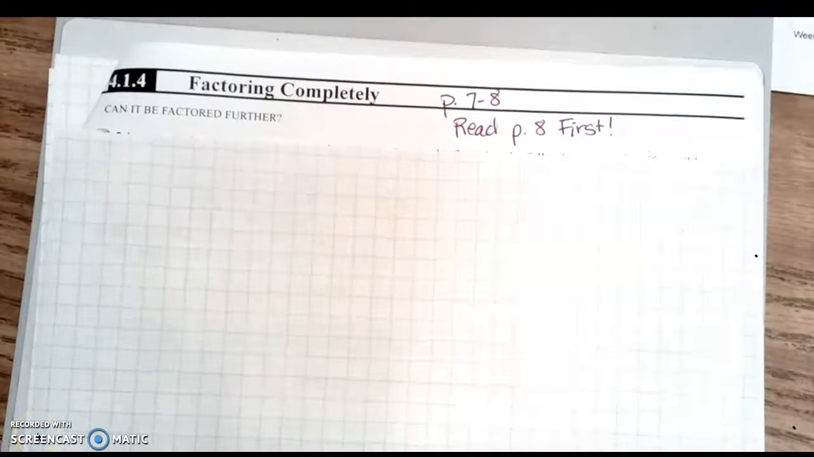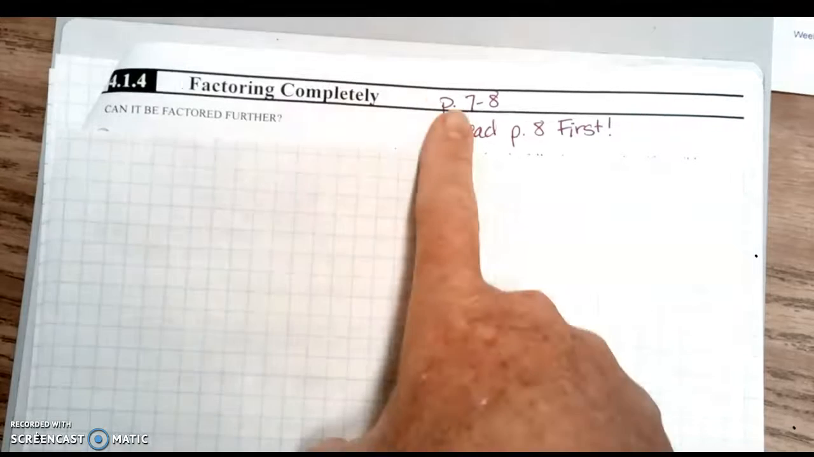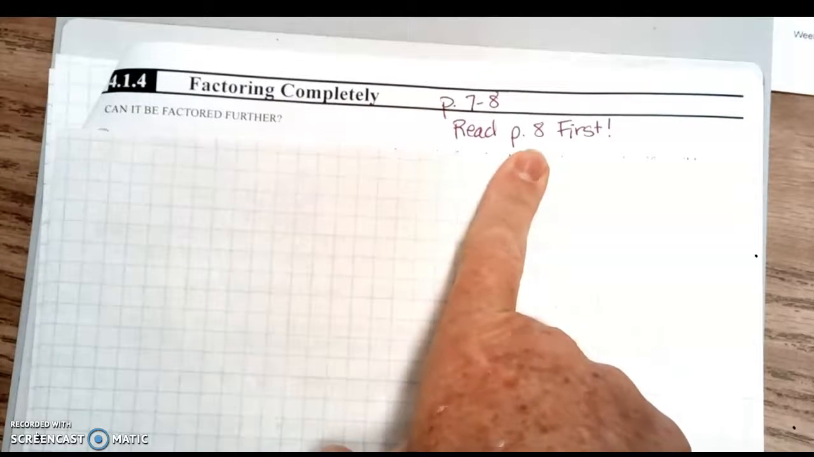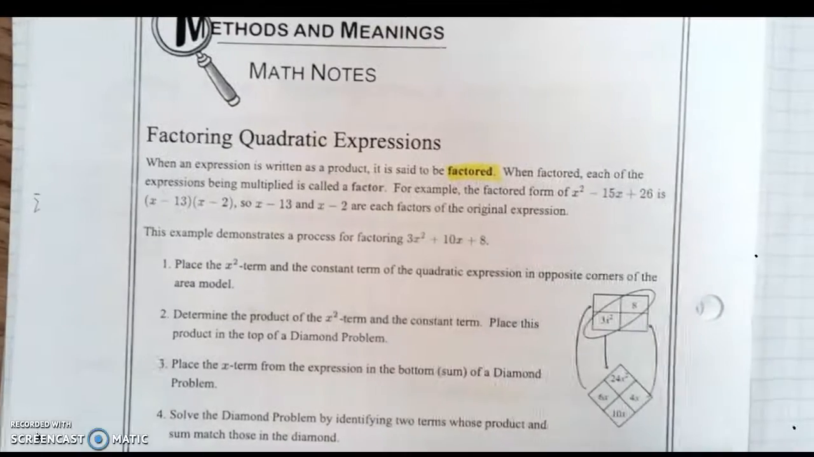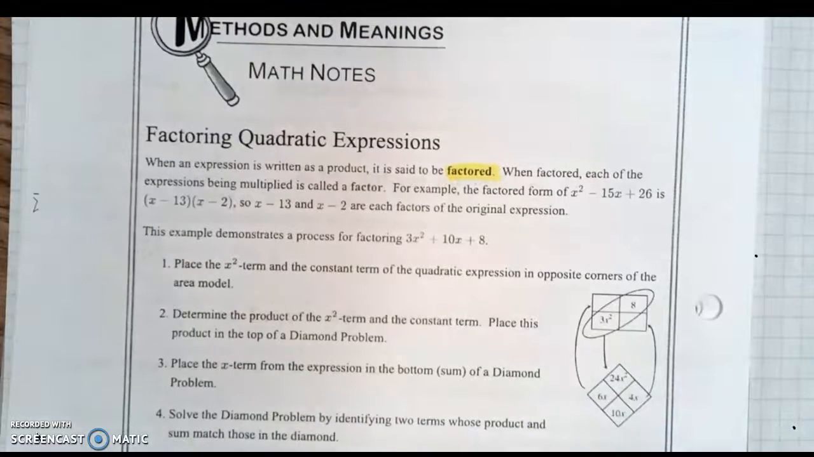Titled Factoring Completely, and we're going to be answering the question, can it be factored further? Okay, so we're going to be completing page 7, but on page 8, we have our math notes, so we're going to read that first. So flip over to page 8 for our math notes. The math notes is titled Factoring Quadratic Expressions.